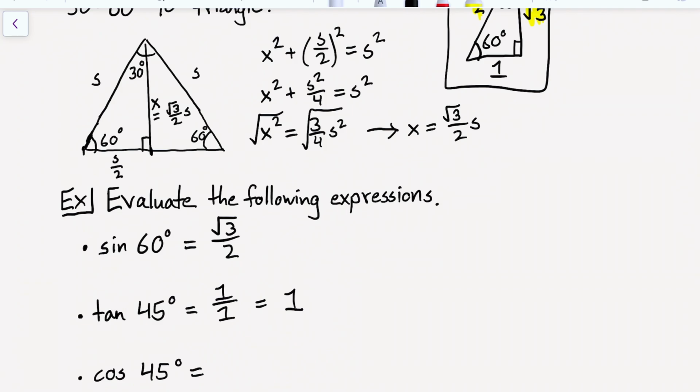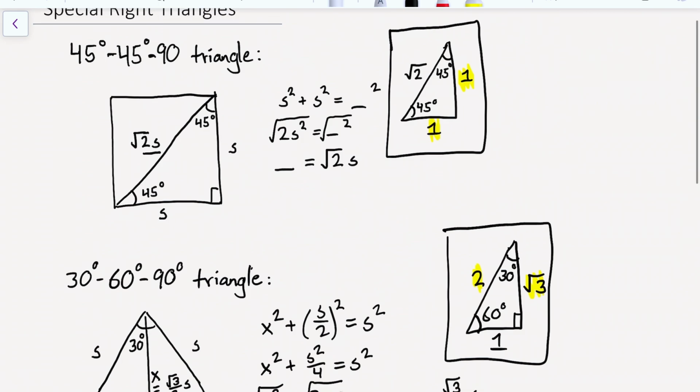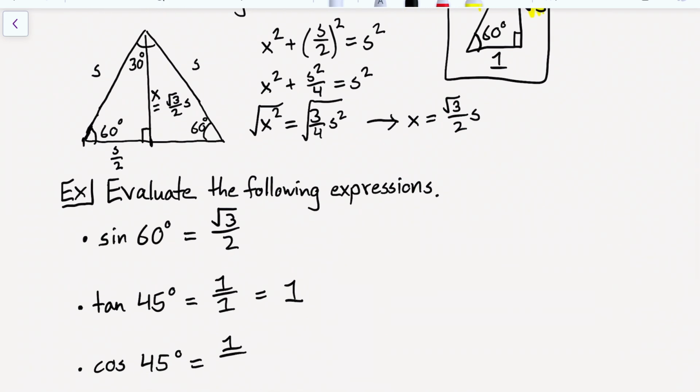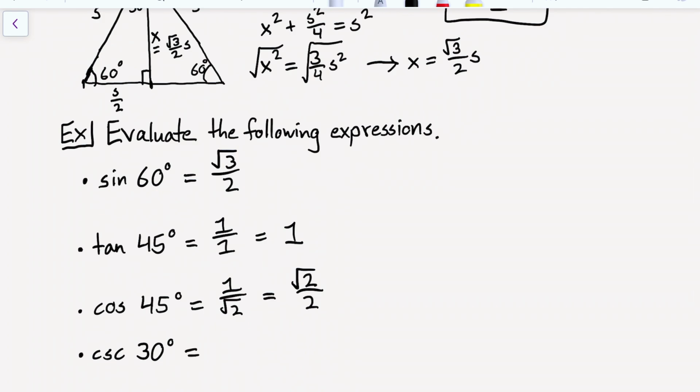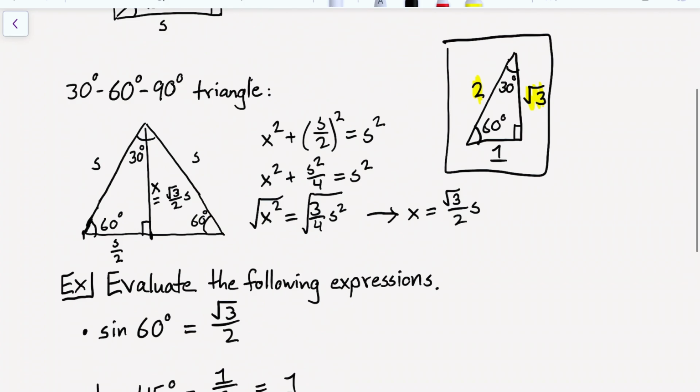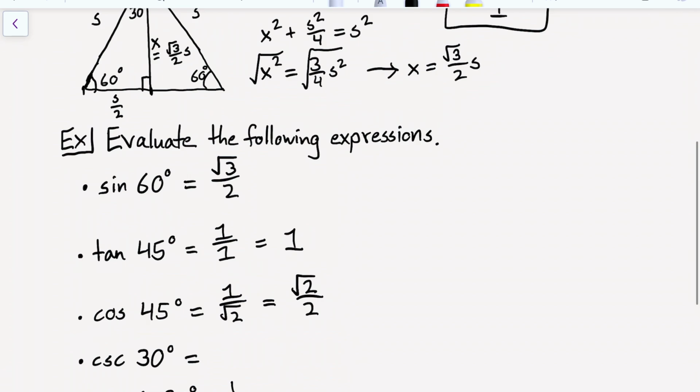Cosine of 45 degrees, that's adjacent over hypotenuse. Looking at the 45, 45, 90 triangle, that's going to be 1 over root 2. We often see this in its rationalized form represented as root 2 over 2. Finally, cosecant of 30 degrees. Cosecant is the reciprocal of sine of 30, so it may help first to think about sine of 30 degrees. That's from the 30, 60, 90 triangle. That would be 1/2. So sine of 30 degrees is 1/2, which means cosecant of 30 is the reciprocal, 2 over 1, or 2.